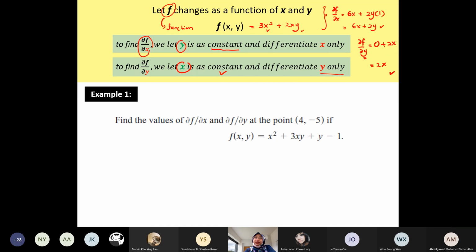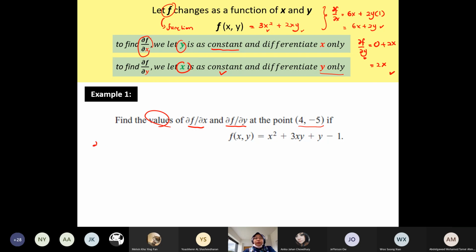Okay, let's look at example 1. Find the value of df over dx and df over dy at point (4, -5) if your function is equivalent to x squared plus 3xy plus y minus 1. Okay, so how to find the value here? If you are given a coordinate, it means that you have to differentiate and then substitute with the coordinate given, because here it asks you the values.